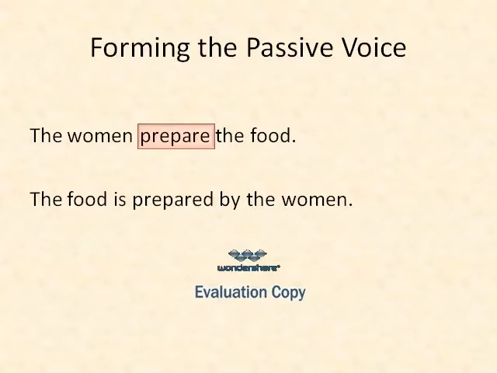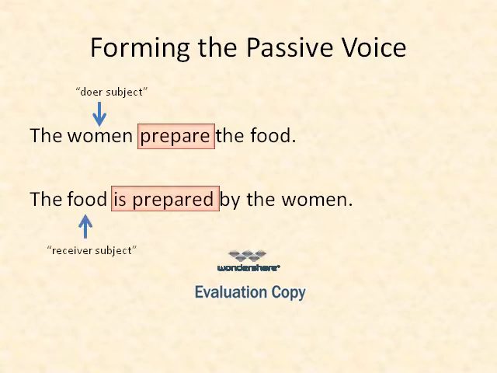In the first sentence, we have a regular, simple present tense verb, prepare. In the second sentence, the verb is prepared. So verb be is, and the past participle, prepared. These two sentences focus on different subjects. In the first sentence, we have a doer subject. That is, the subject of the sentence does the action, prepare.